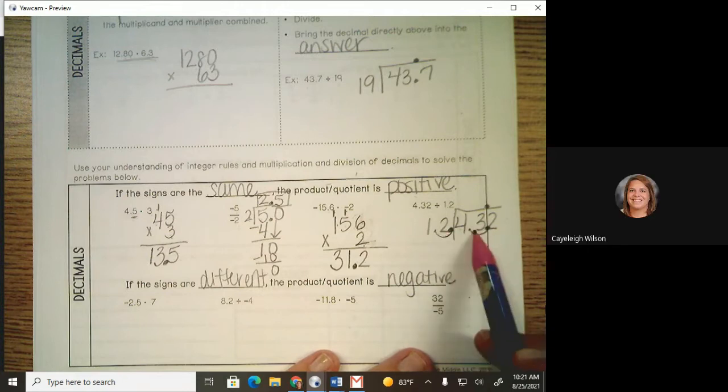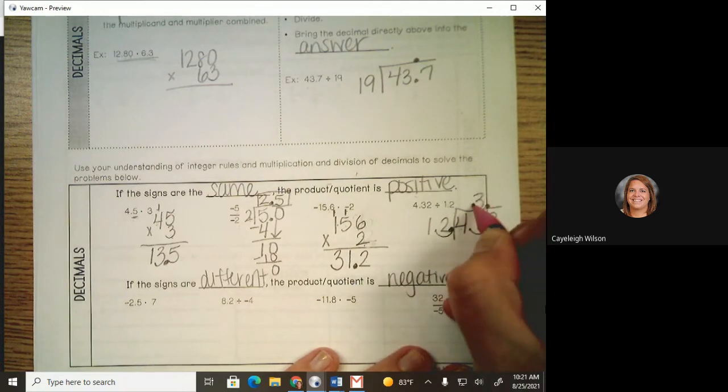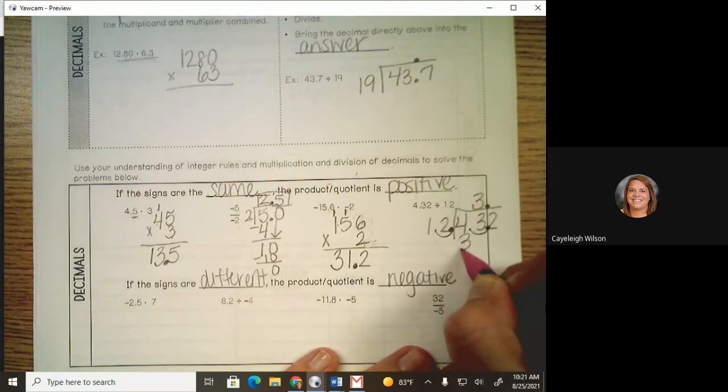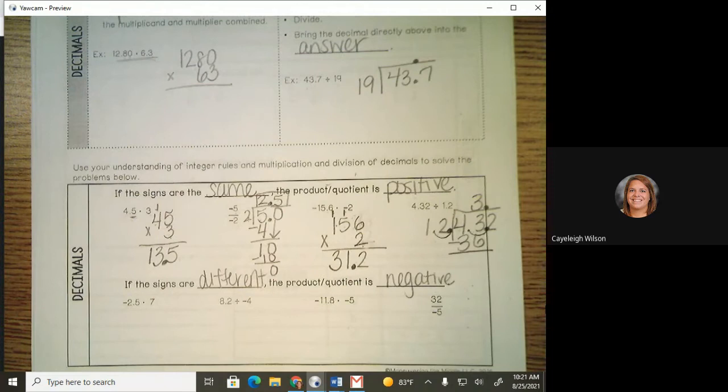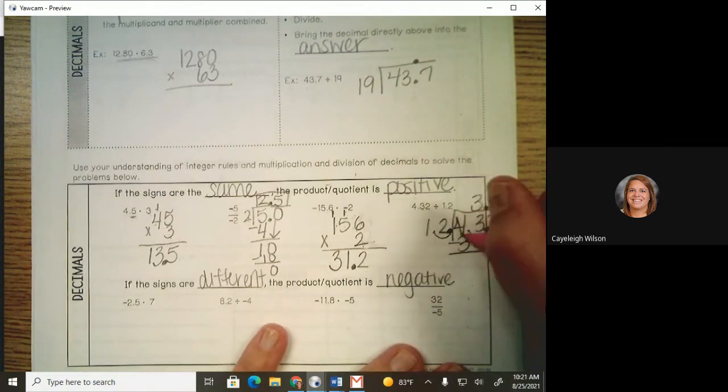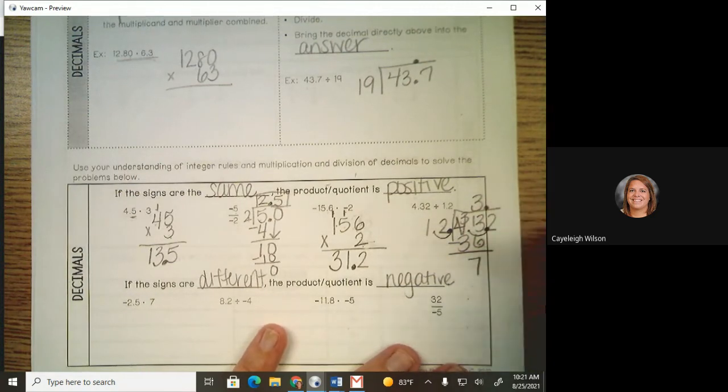Okay, so 12 goes into 43. I know that 12 times 4 is 48, so that's too much. So I'm going to do 12 times 3. 12 times 3 is 36. And I'm going to subtract. Okay, so I'm going to borrow there. So 13 minus 6 is 7. And 3 minus 3 is 0. And then I'll bring down the next number.